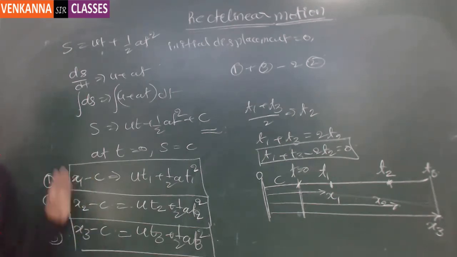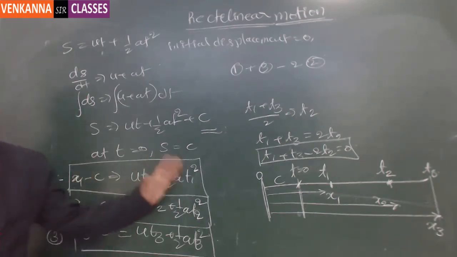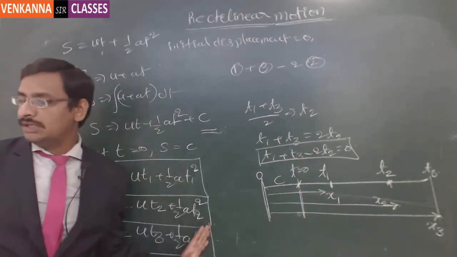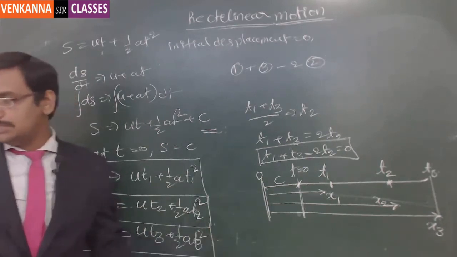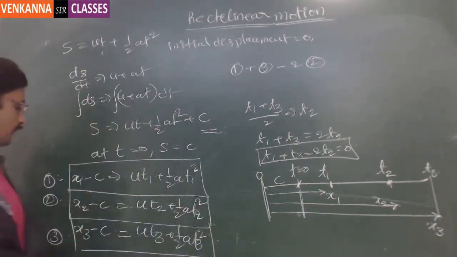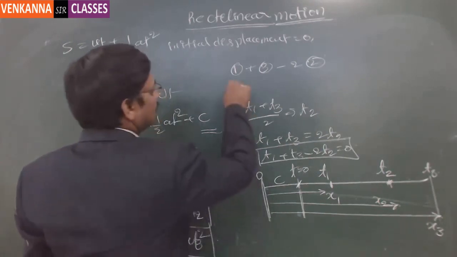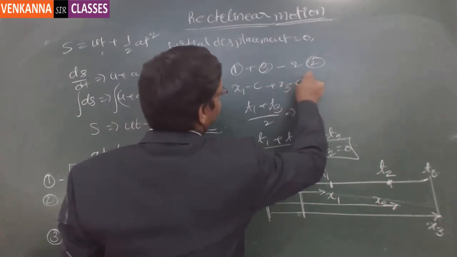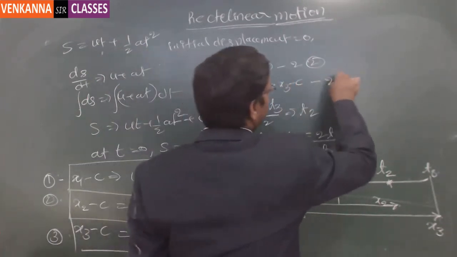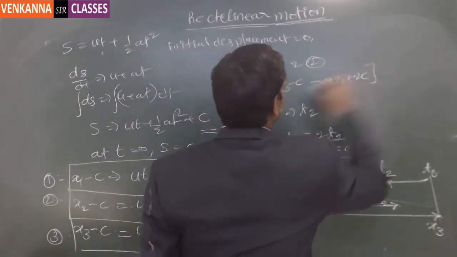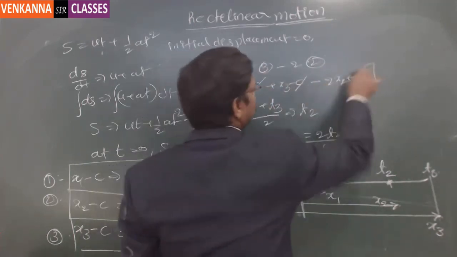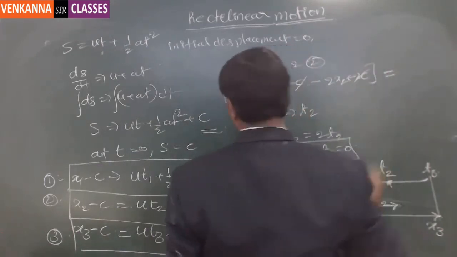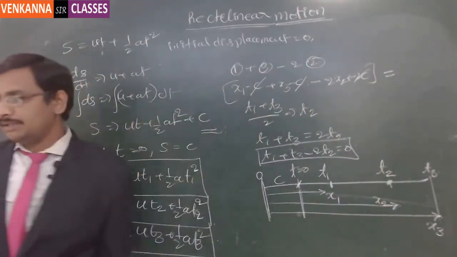Now I can think of eliminating this x1, or I will try to find the relation between x1, x2, x3 and t1, t2, t3 depending upon the relations of AP and GP. With this understanding, if I do this on the left side, that is x1 minus c plus x3 minus c minus 2x2 plus 2c. So this is on the left side. This c and this 2c will cancel out. On the right side, what I can get is, first you note down this, I am going to erase it and then write it.